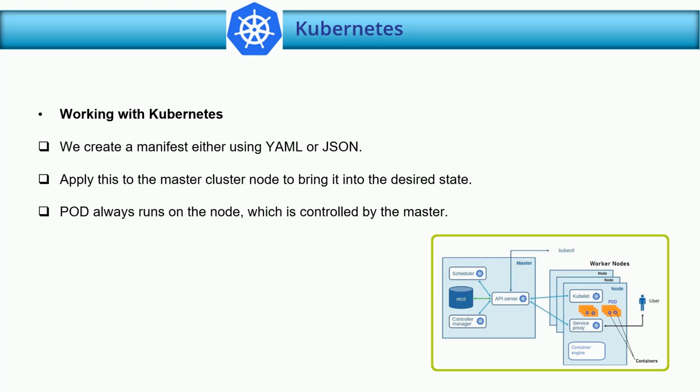Here we have one more important point: a pod always runs on a node which is controlled by the master. The pod is the smallest unit of Kubernetes. I will discuss pods in the upcoming lecture. As of now, just keep in mind that a pod is a logical boundary, and in it we have the containers. The pod always runs on the worker nodes, which are controlled by the master node. You can see in the figure that we have one master node and a few worker nodes.